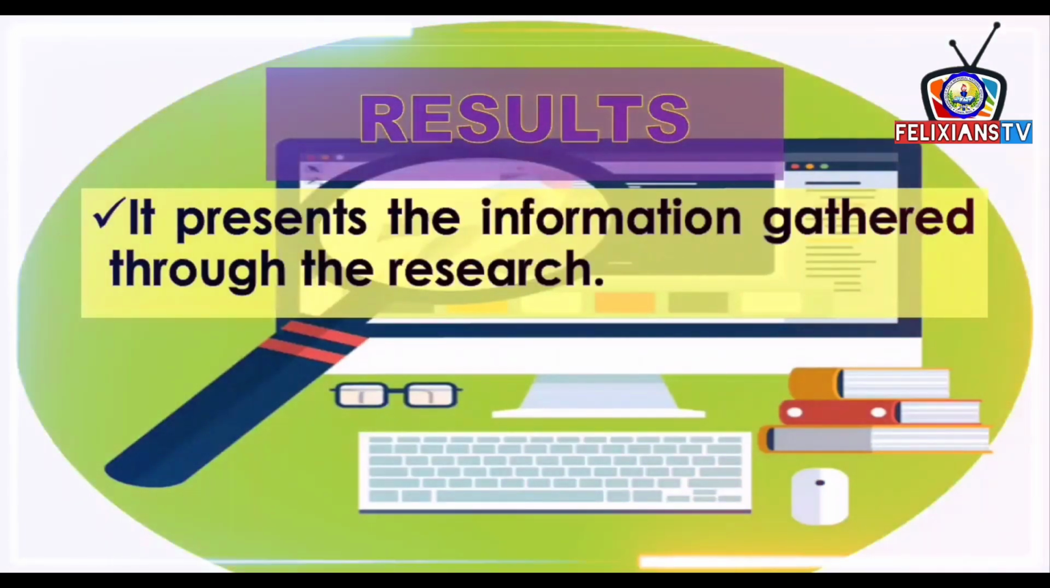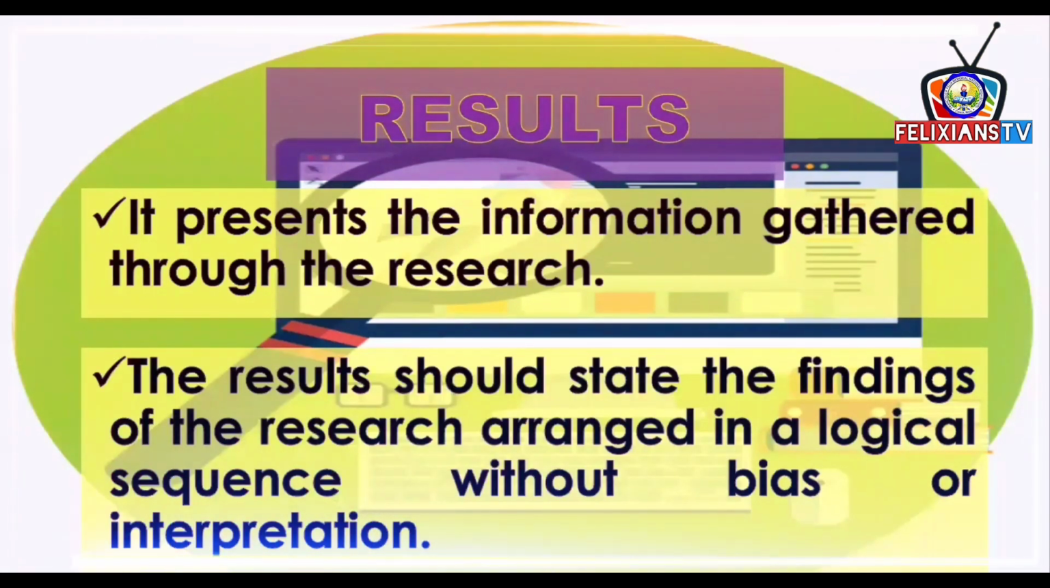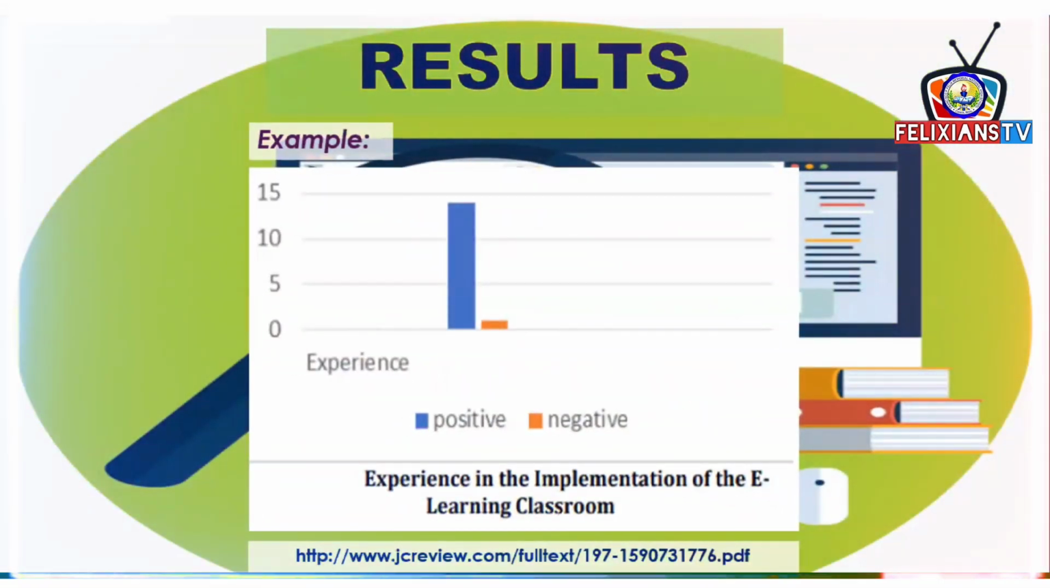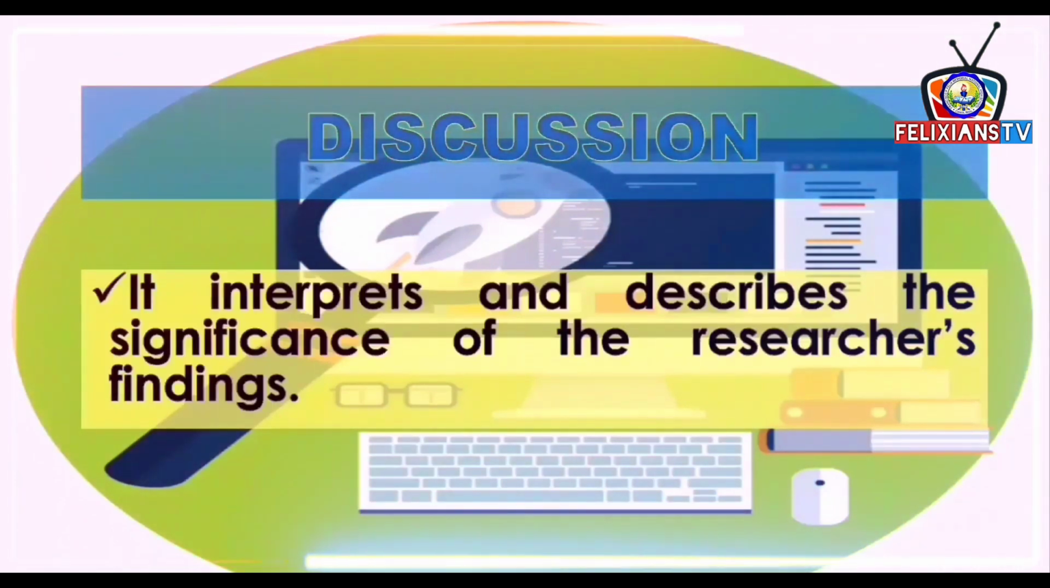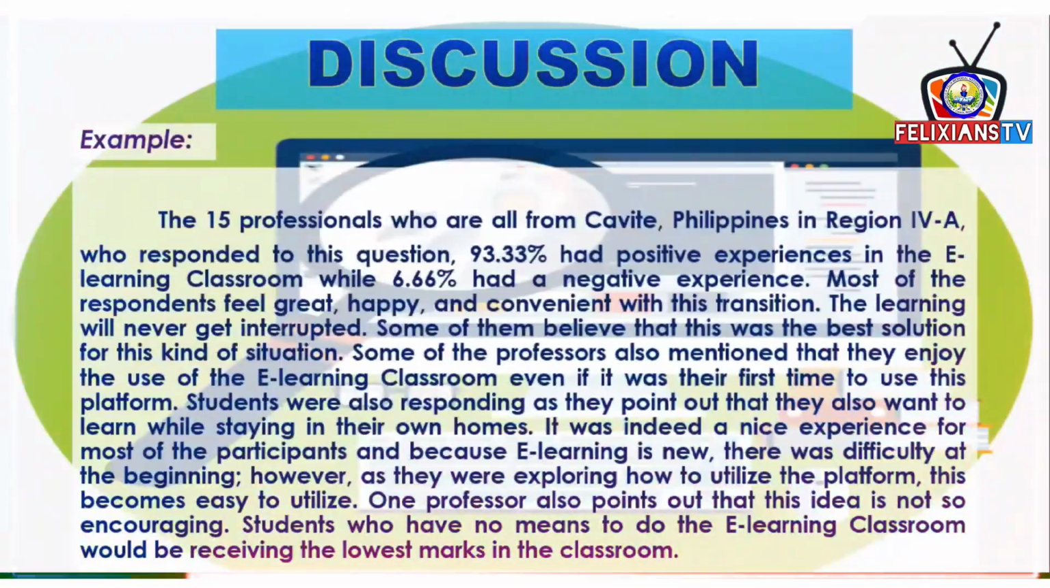It presents the information gathered through the research. The results should state the findings of the research arranged in a logical sequence without bias or interpretation. Here's an example of results. Discussion. It interprets and describes the significance of the researcher's findings. This is an example of discussion.